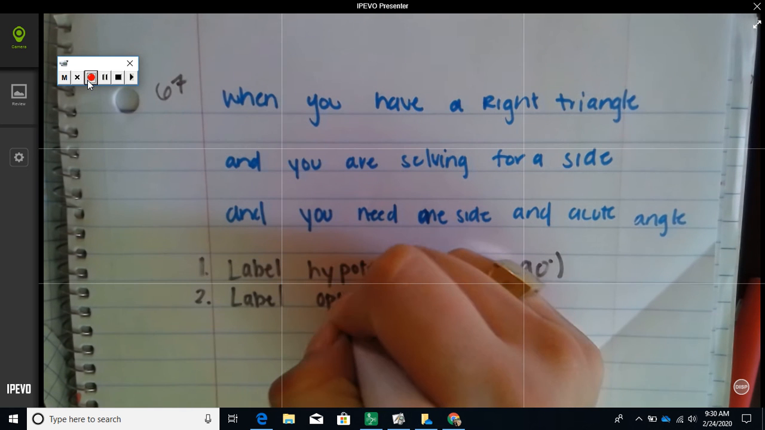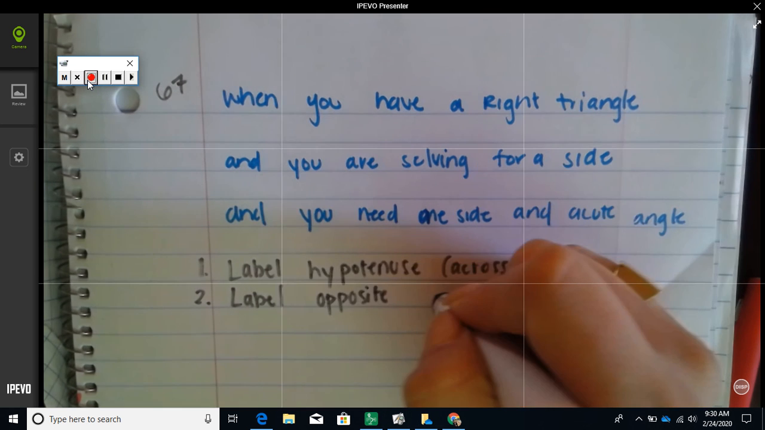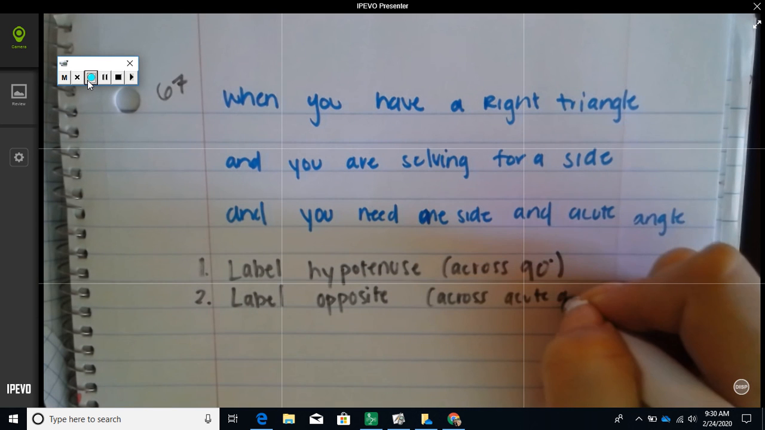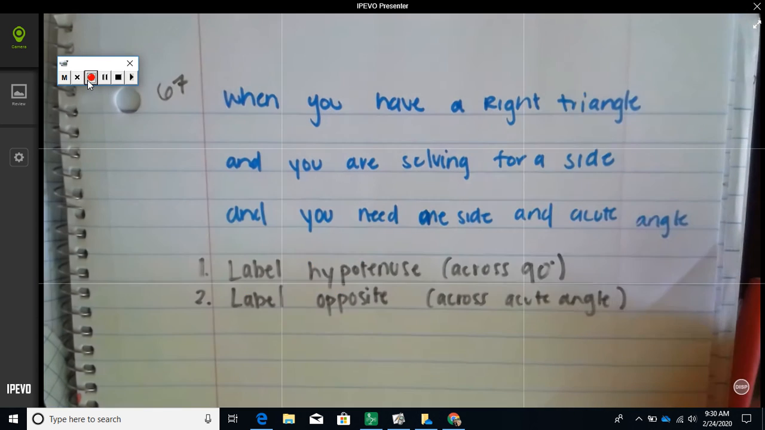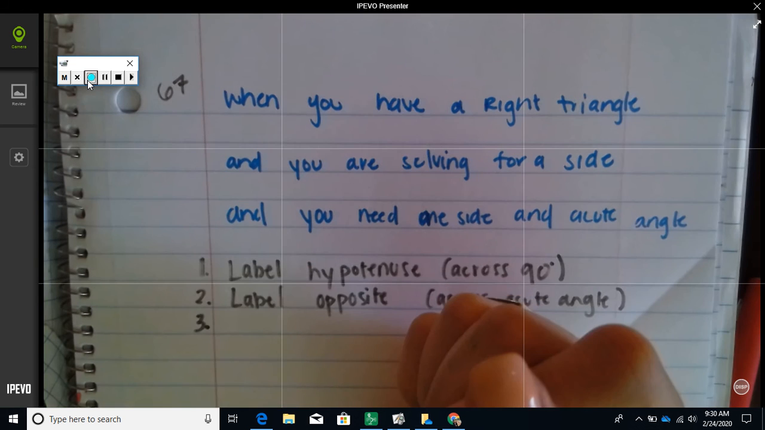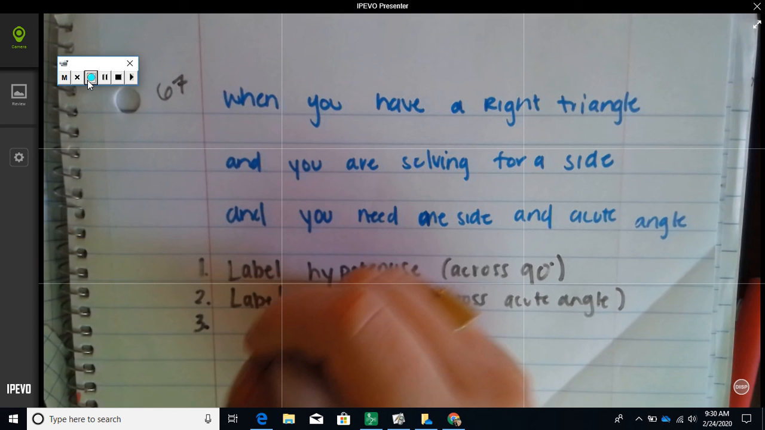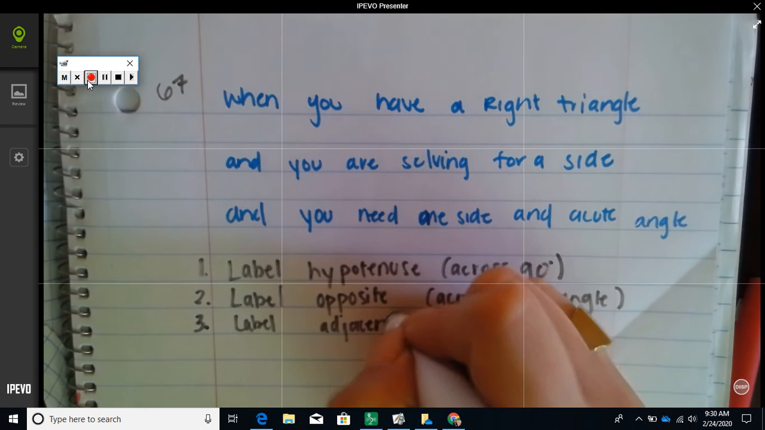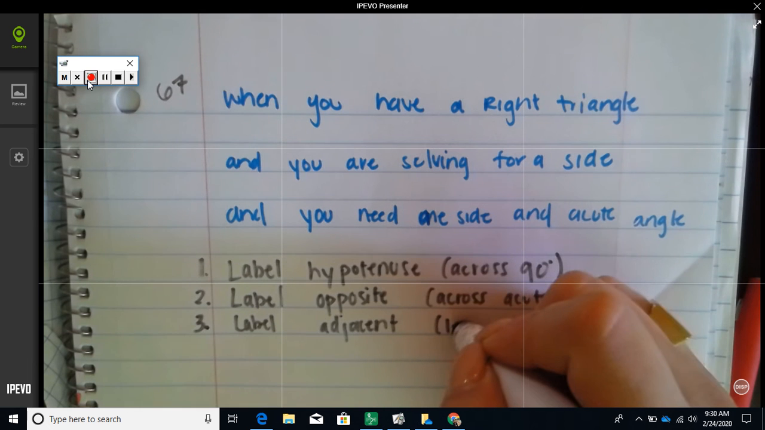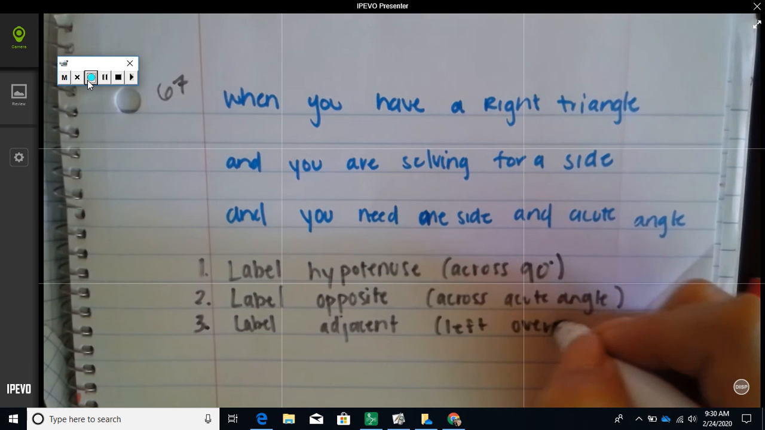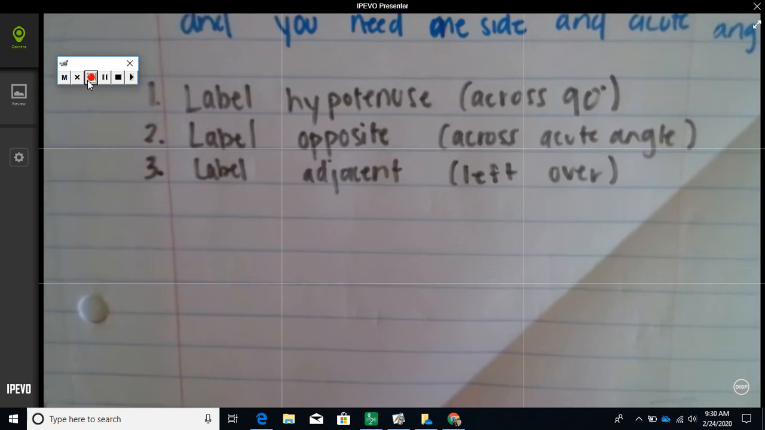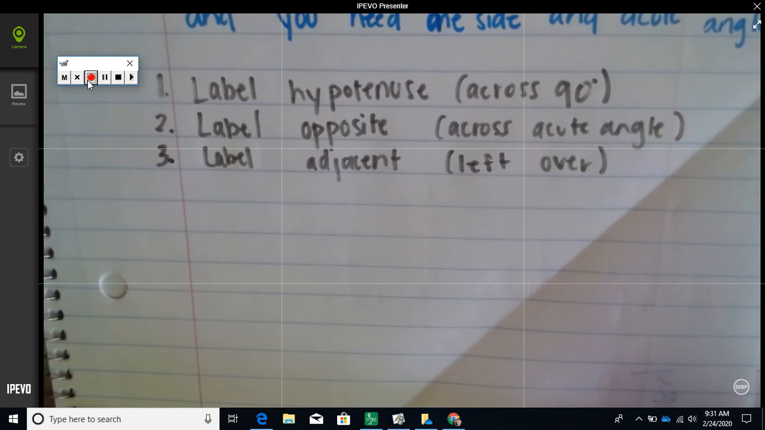The opposite is across from the acute angle. Okay, we label the opposite. We write the word opposite. Now, the adjacent is the one left over, the one that we did not label, the one that's next to the angle. So the reason I have students do it in this order is it makes it easier to know which one is the adjacent if you do it in this order. So that's the first 3 steps to label.